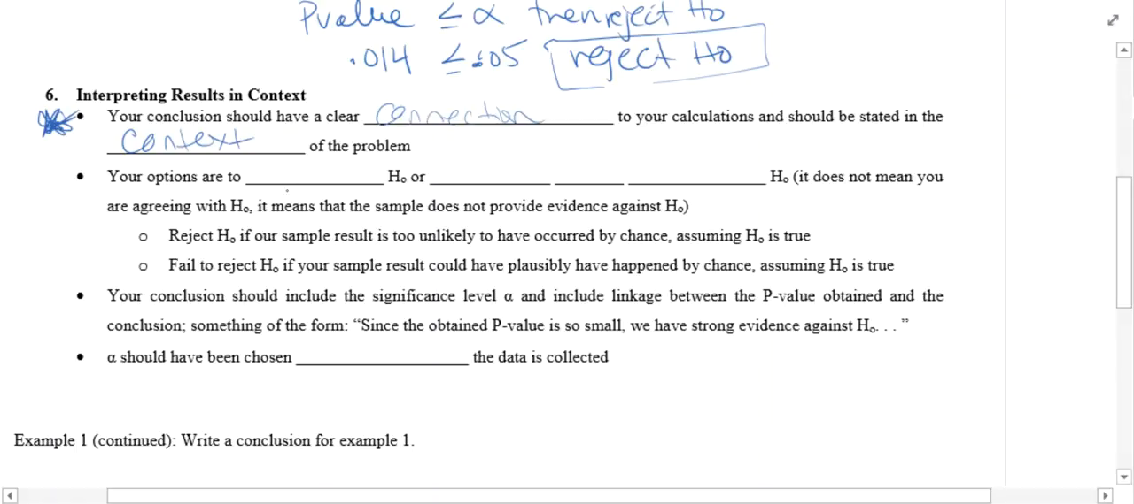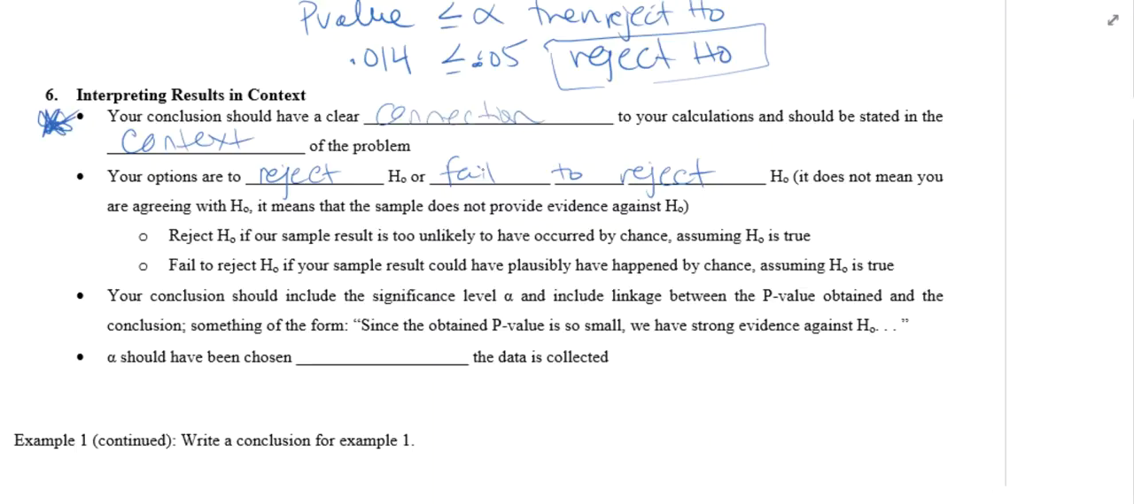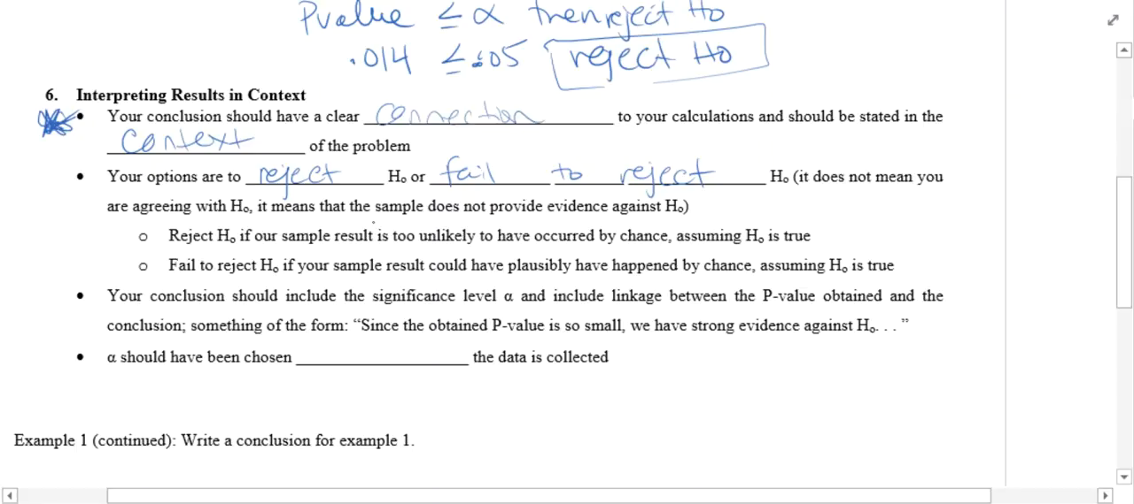You only have two options. You're either going to reject the null or you're going to fail to reject. You don't agree, you don't accept. You either are rejecting or you can't reject. Okay? It does not mean that you're agreeing with the null. It means that the sample does not provide evidence against the null. That's all this is saying.